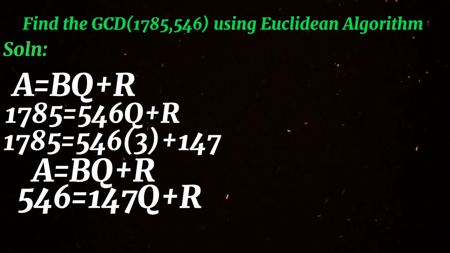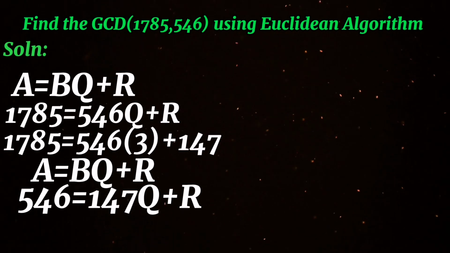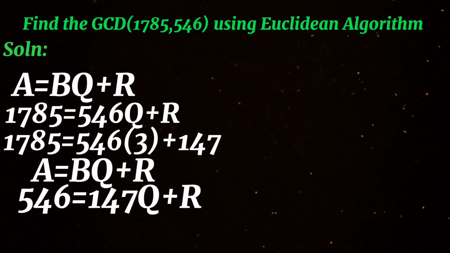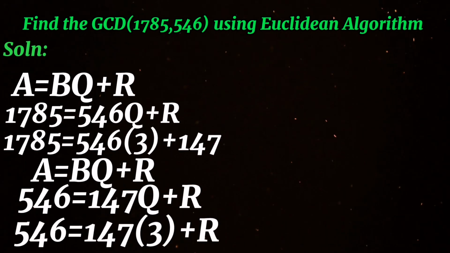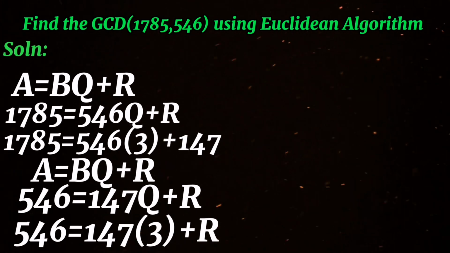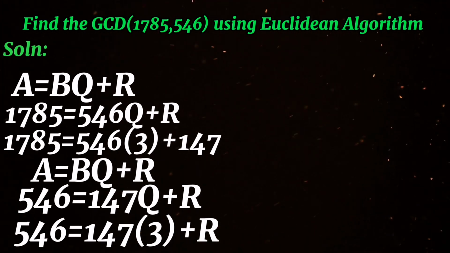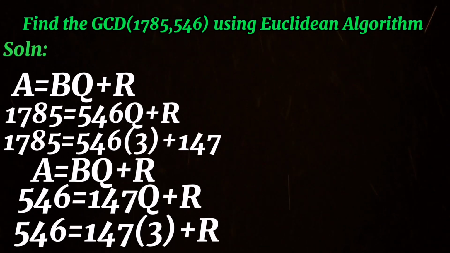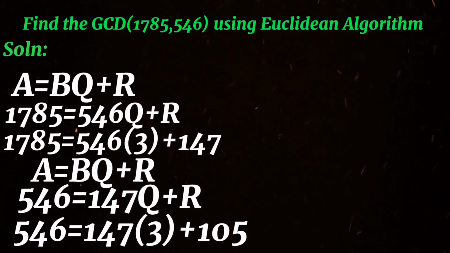We are going to ask ourselves again, how many times can we find 147 in 546? We are going to find 147 3 times in 546. Therefore, our q, which is the quotient, is equal to 3. But when we find 147 3 times in 546, what is the remainder going to be? Obviously, we are going to have a remainder of 105. Therefore, our q is 3 and our r is 105.